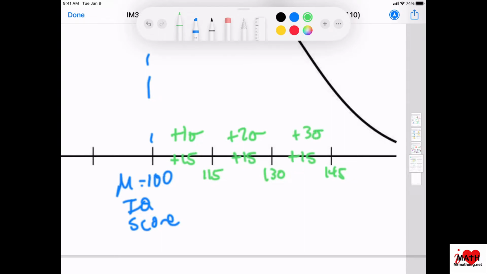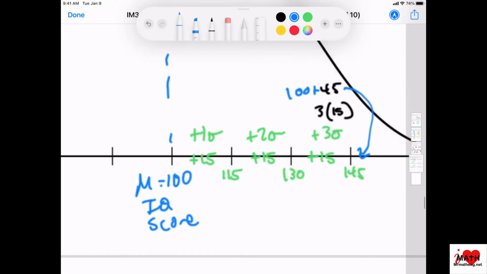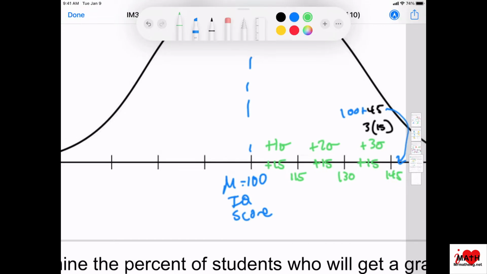You remember how this one works is 3 times the standard deviation, which is 15, which is 45. So 100 plus 45 would give you 145. So that's another way of getting those numbers. We're going to do the same exact thing. Now we're just going to be subtracting 15. Why subtracting? Because going towards the left is negative standard deviations. And we just subtract 15 each time.